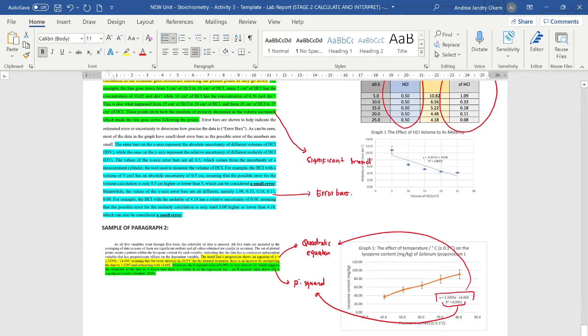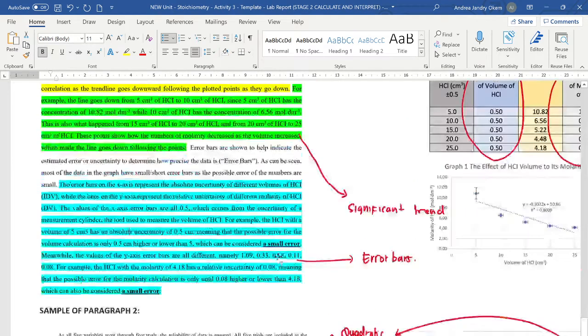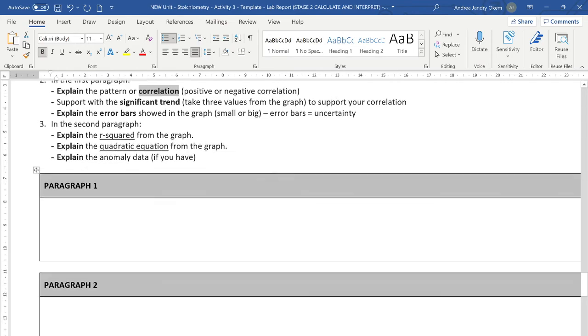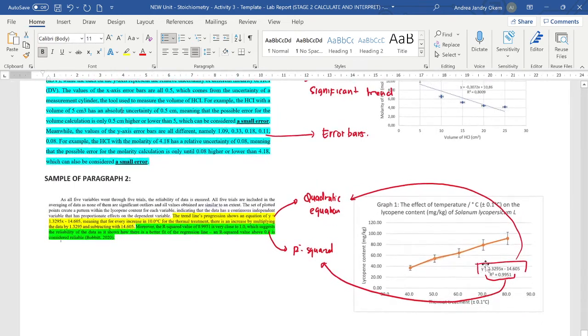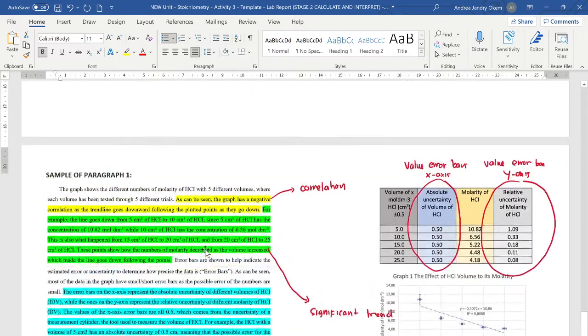Find the theory about it. Here the student put the theory: if it is very close to 1, it means the reliability of your data is very high, because according to the theory. That's the first thing that you can mention. The next one is the quadratic equation. If you see a quadratic equation here, y equals some expression in x, you need to explain what it means. That's your data interpretation.